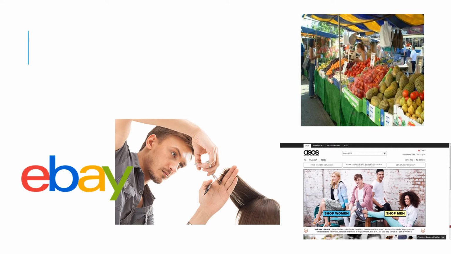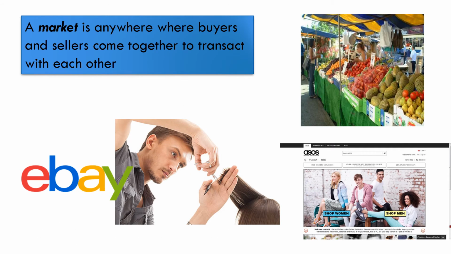So, what do we mean by a market? Well, a market is anywhere where buyers and sellers come together to transact with each other. This can be to trade products such as fruit or vegetables, or services such as a haircut. And sometimes buyers and sellers do come together in the same physical space, such as in a shop or a restaurant, but increasingly buyers and sellers transact electronically, for example through auction sites such as eBay or via retailers' websites like this ASOS website that you can see here on the screen.